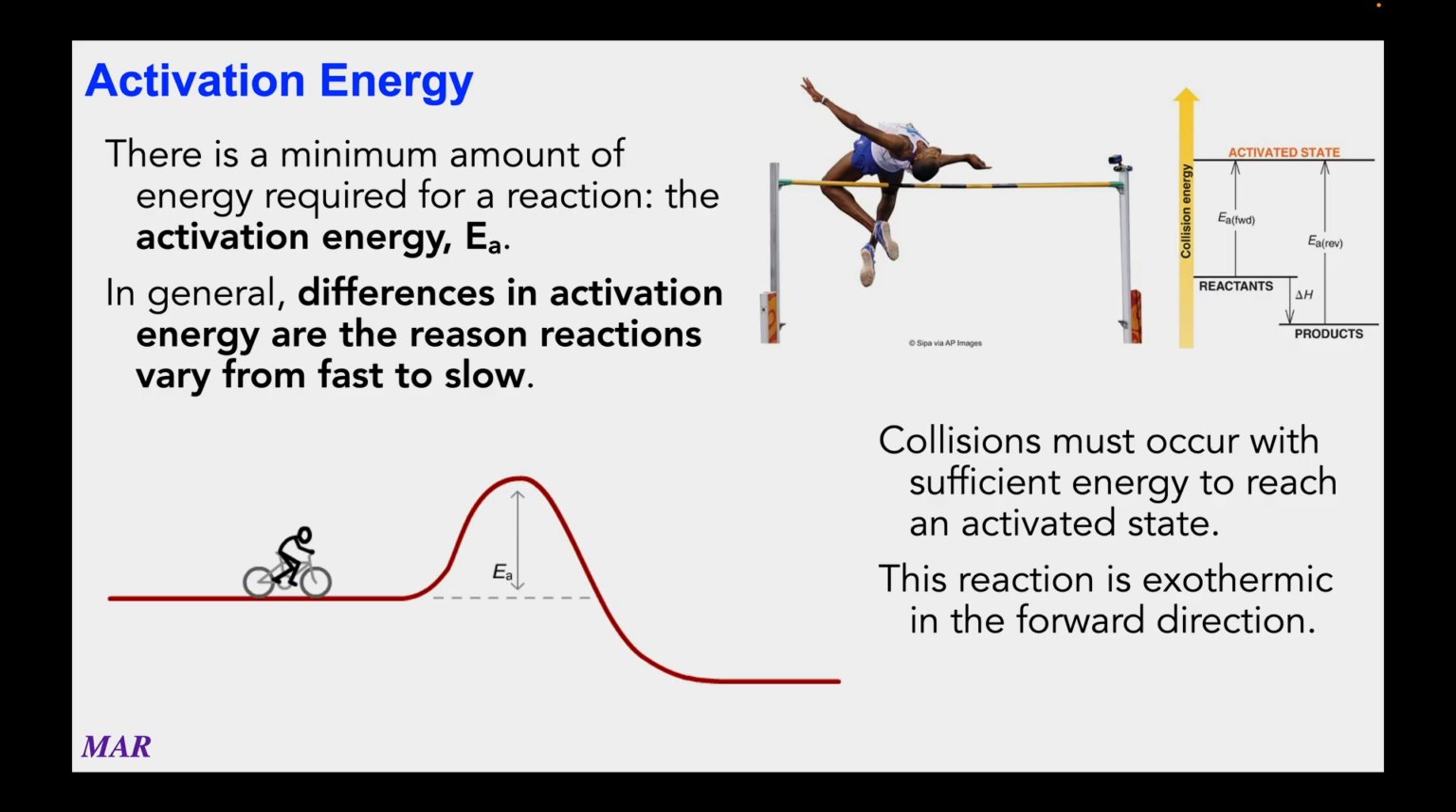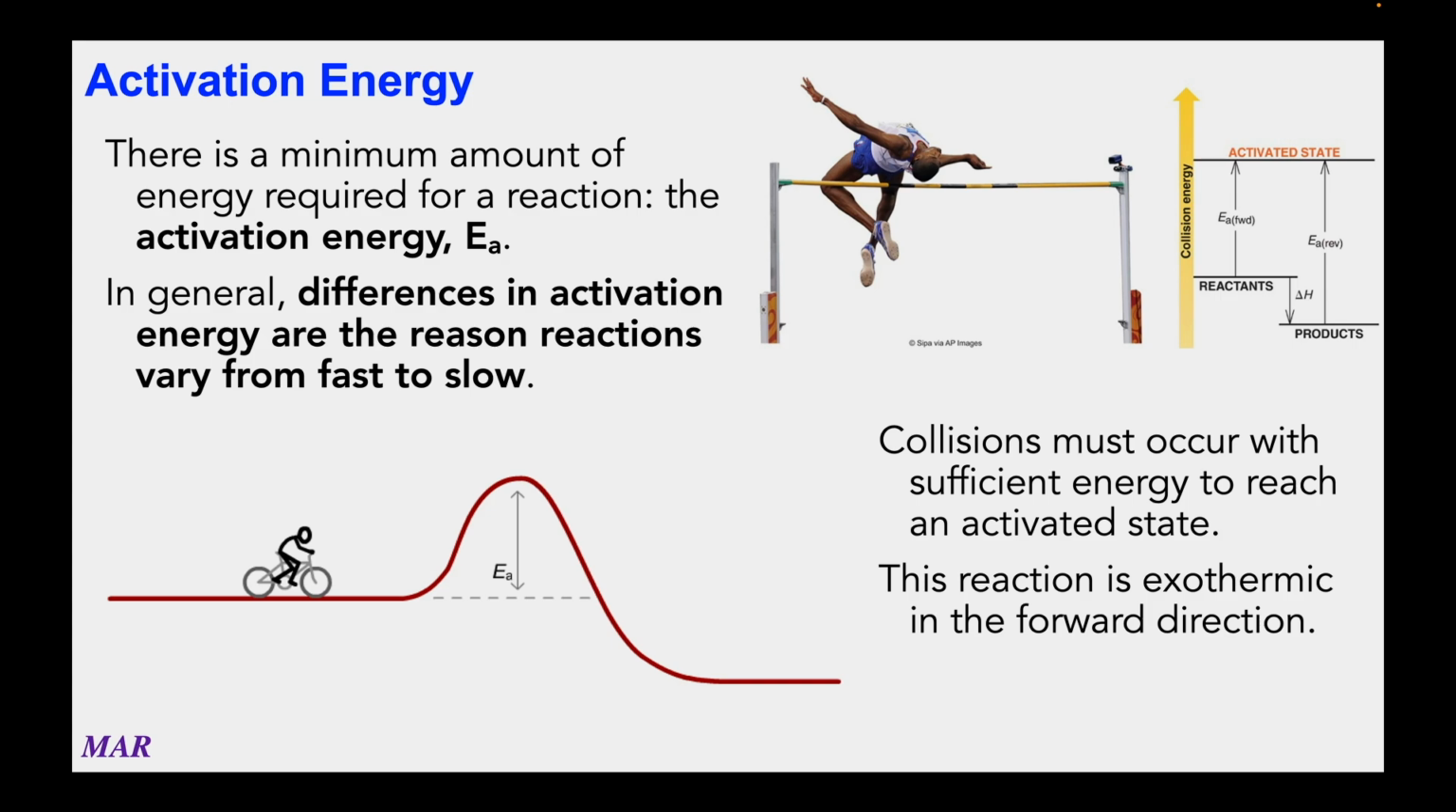So guess what? Differences in activation energy are the reason reactions vary from fast to slow. Small energy of activation, easy to get over. Big energy of activation takes a lot longer to get over. It takes more time. So when a chemist says why a reaction is fast or slow, it's due to the height of the energy of activation barrier.